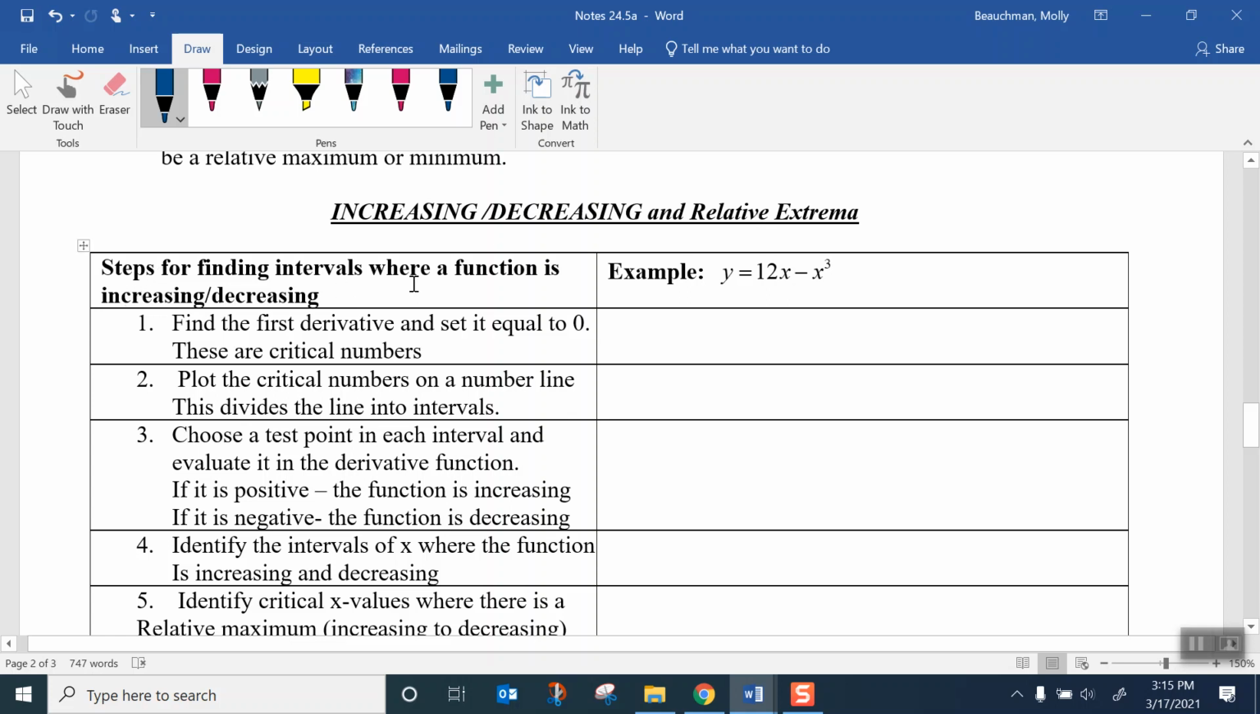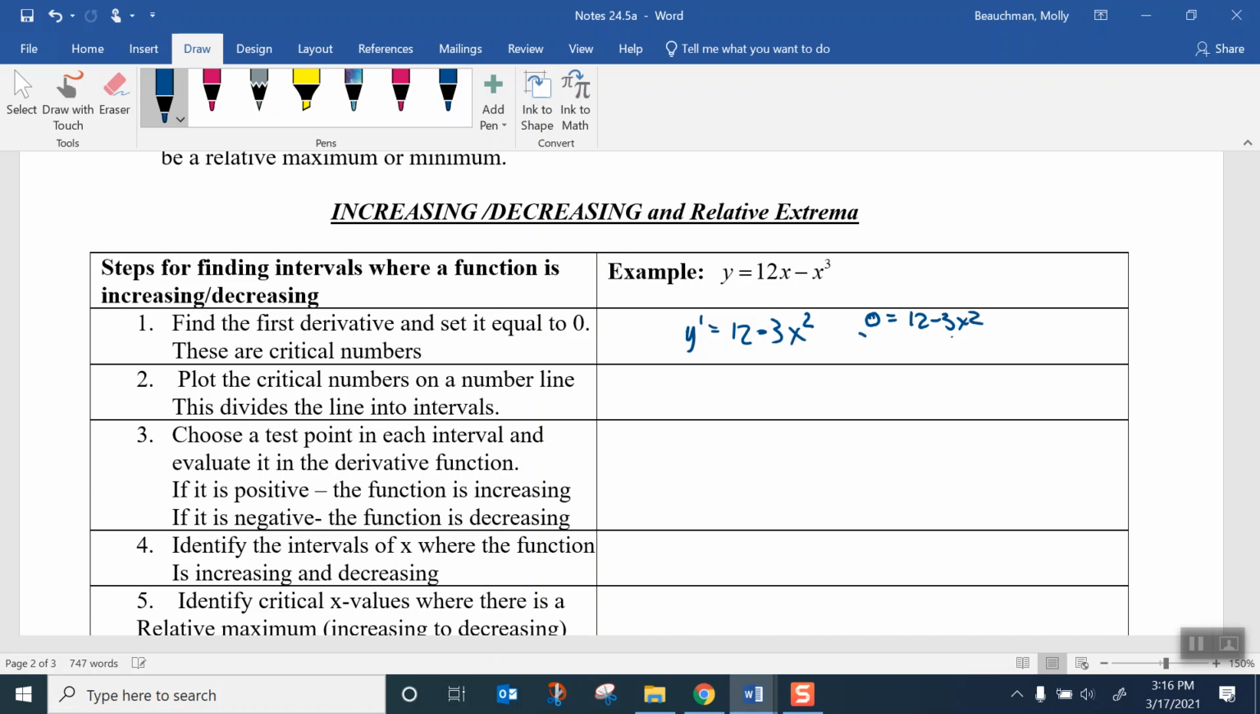So how do you find intervals where a function is increasing, decreasing, and how do you know whether you have a max or a minimum? The first thing we do is find the first derivative and set it equal to 0. So we have the function y equals 12x minus x to the third. So we find the first derivative, y prime, is equal to 12 minus 3x squared. Then we take that derivative and set it equal to 0.